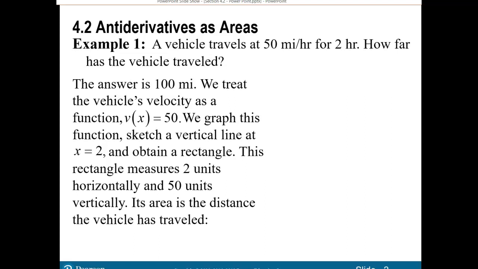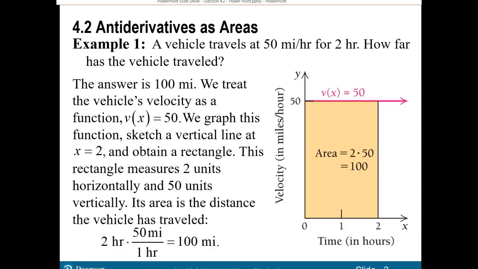However, if we treat the vehicle's velocity as a function, meaning 50 miles an hour would be your velocity function, v of x equals 50, and we graph this function and sketch a vertical line at the time value 2, so at x equals 2, we obtain a rectangle. This rectangle measures 2 units horizontally and 50 units vertically, and its area is the distance that your vehicle has traveled. So this would be your picture of that graph.